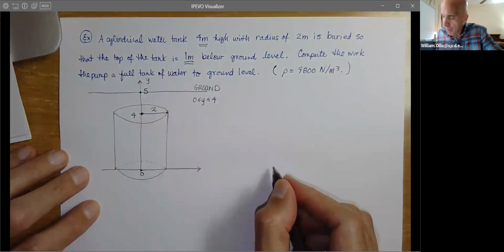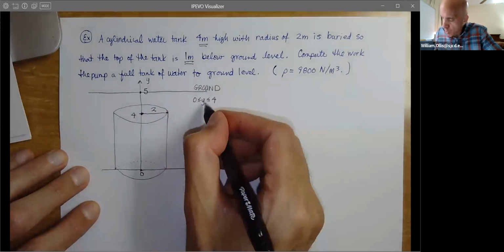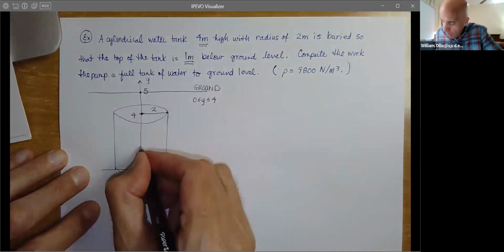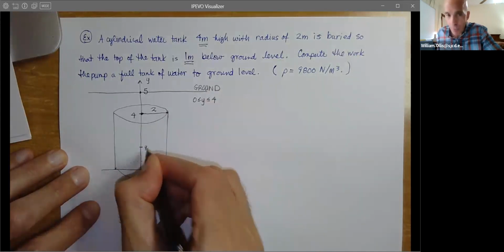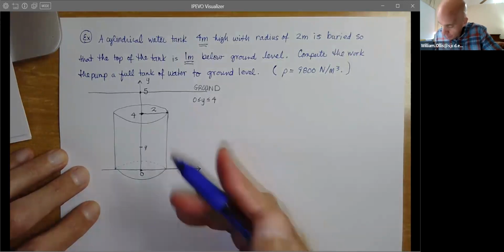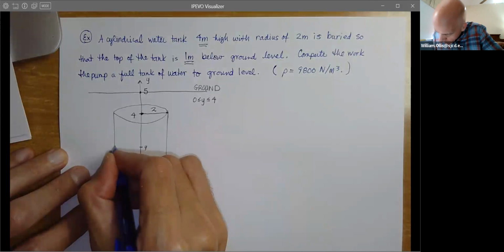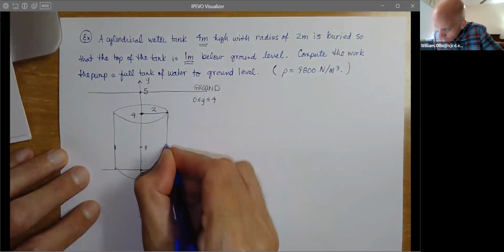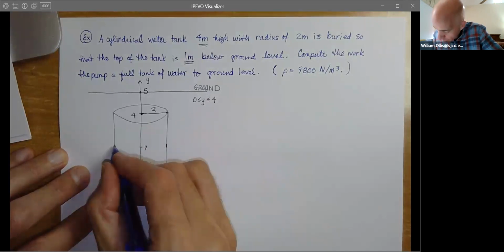So when we think about this, we've chosen this. Let's take a y on the y-axis and draw a slab of water. We just need a little disc. So put your little horizontal lines and draw another disc.